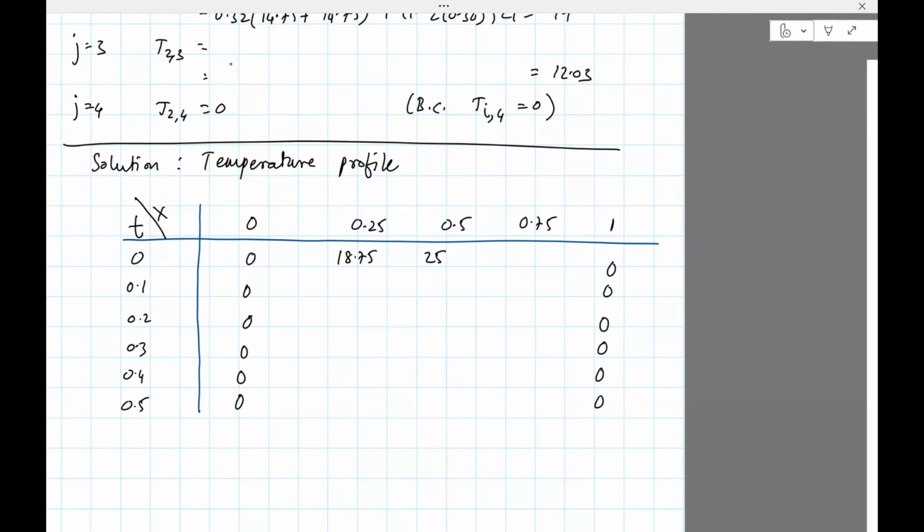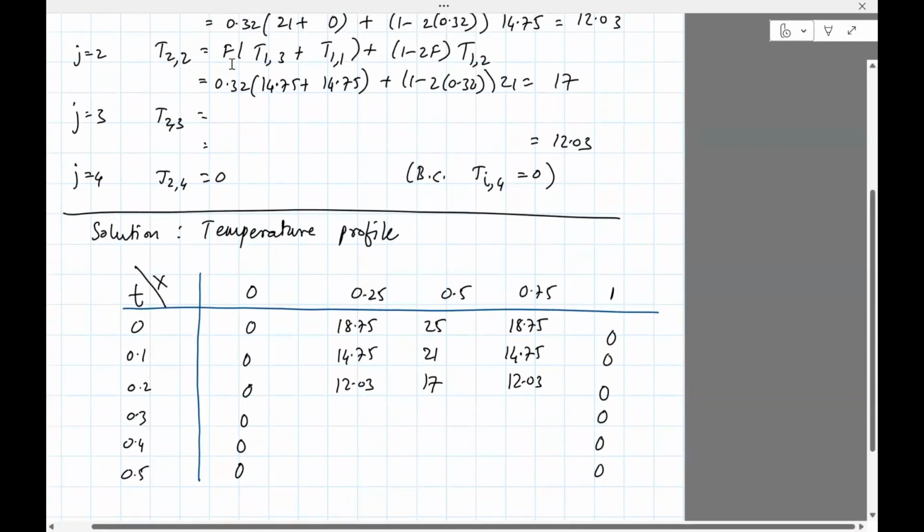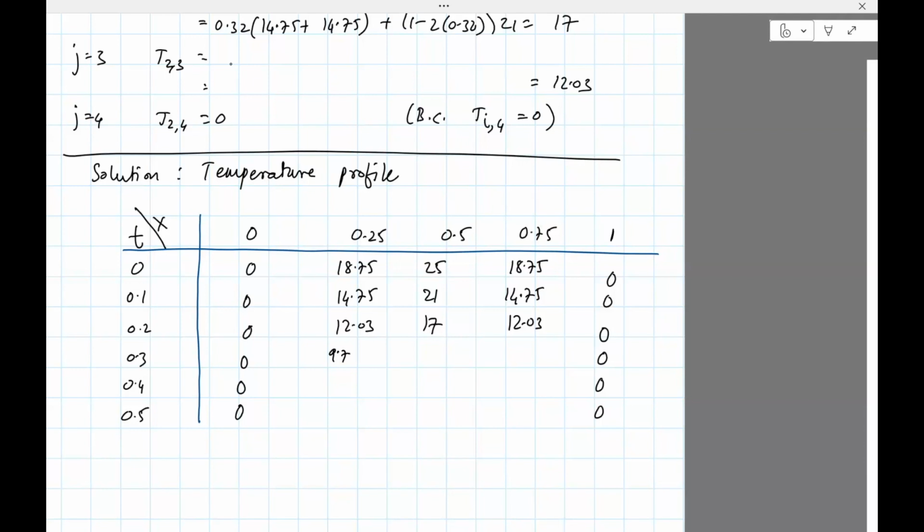0.75, 25, 18.75, 14.75, 21, 14.75, 12.03, 17, 12.03, 9.7708, 13.8192, 9.7708, 7.9396, 11.2282, 7.9396, 6.4513, 9.1235, 6.4513. Just happens to be symmetric profile.